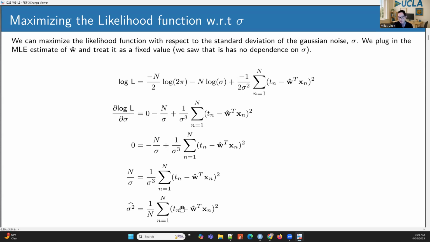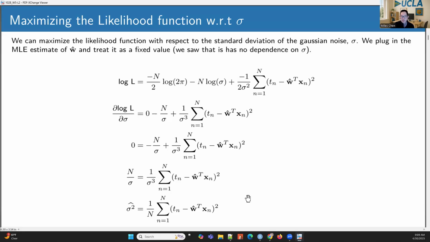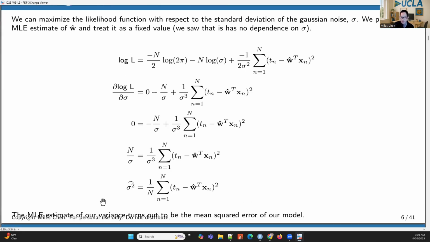We get 1 over n times the sum of our squared errors, so this is our mean squared error. We can see that the maximum likelihood estimate of our variance turns out to be the mean squared error.